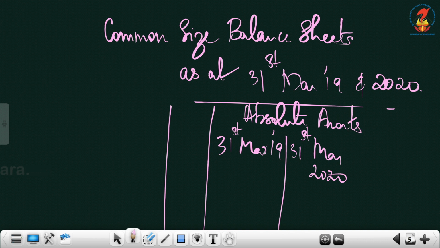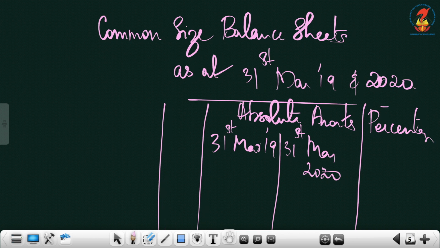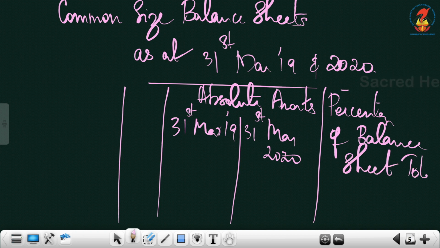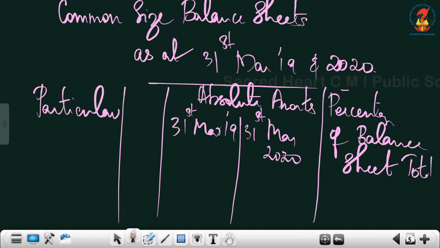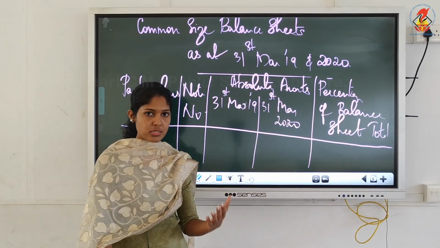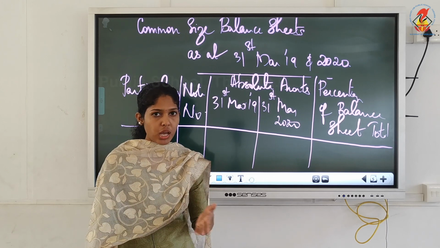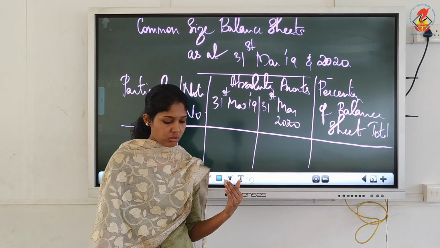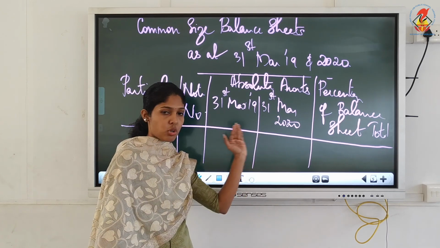Then what we are adding is the percentage column. Here when you write the percentage column, you have to take the base as the balance sheet total. Percentage of balance sheet total. In the previous statement we wrote revenue from operations as the base. Here we have to do balance sheet total. So balance sheet total can be either asset side total or liability side total because both are same. So you have to copy the entire question, 2019 and 2020 in that order.